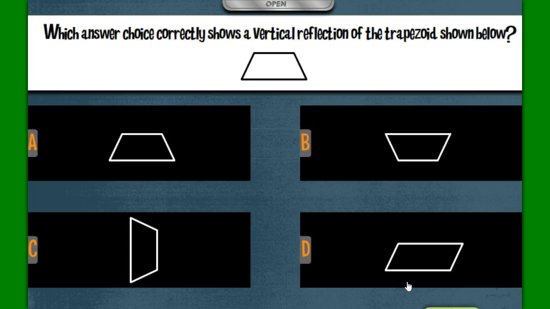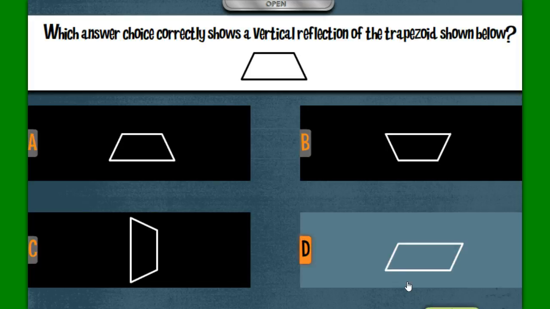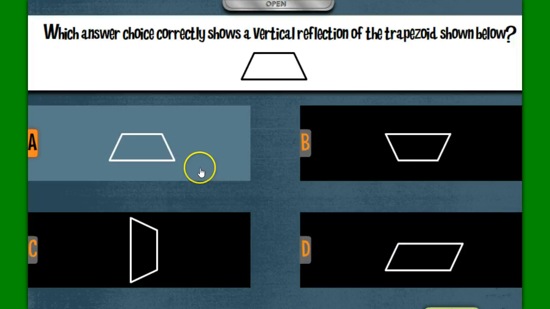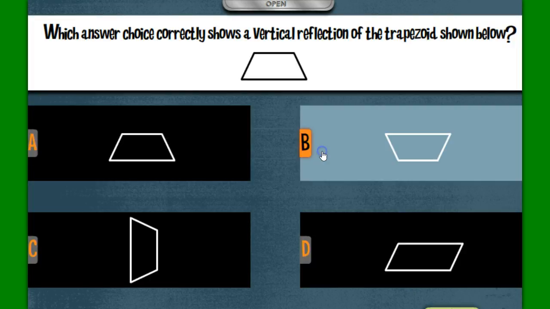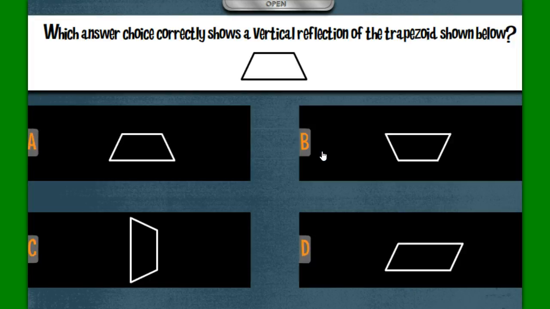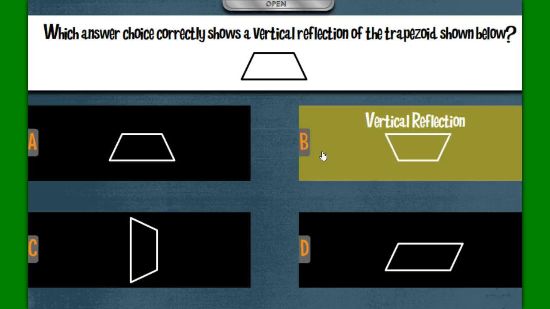Let's try some problems. Don't worry, I'll give you a hand. Which answer choice correctly shows a vertical reflection of the trapezoid shown below? D, A, B. Well done! Answer choice B shows a vertical reflection of the trapezoid.